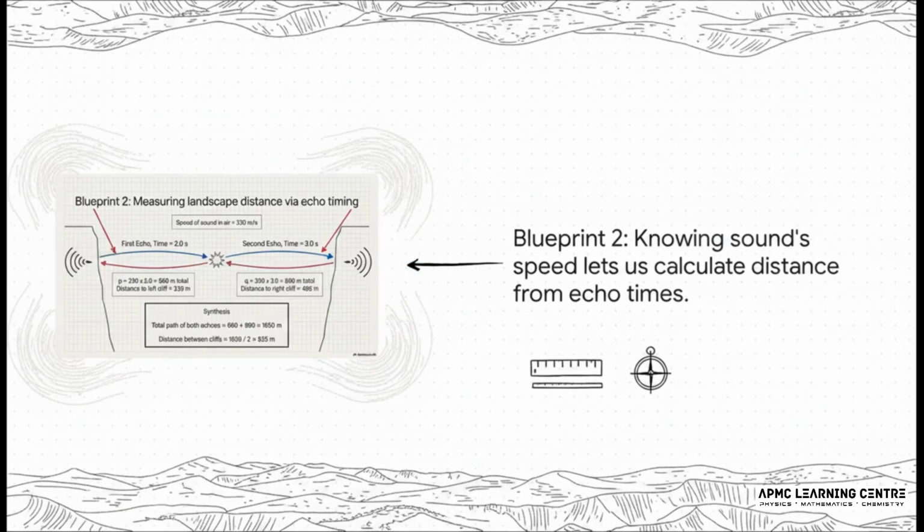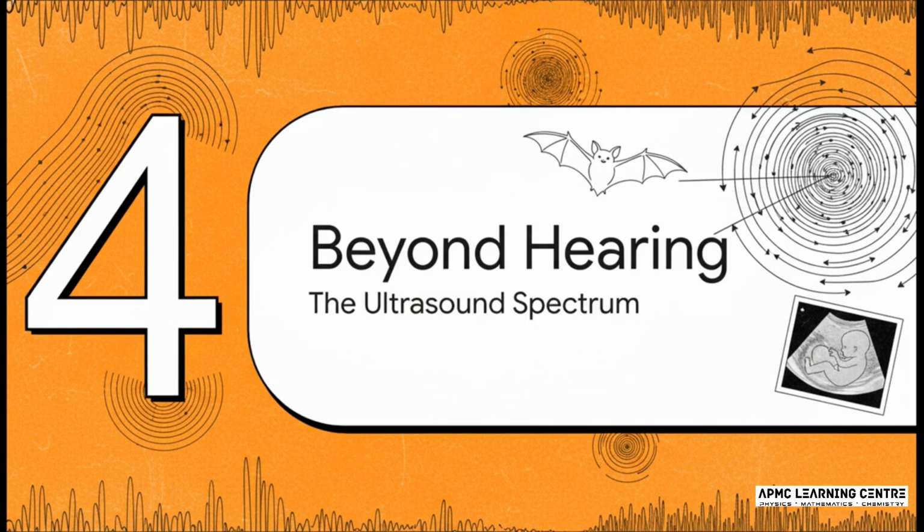Now let's flip the problem around. In this blueprint, we already know the speed of sound. Imagine you're in a canyon, you clap, and you hear the first echo after 2 seconds, and the second one after 3 seconds. Using our formula, we can calculate the distance to each cliff, and then just add them together. And just like that, we've accurately mapped the width of the canyon, 825 meters, using nothing but a sound and a stopwatch.